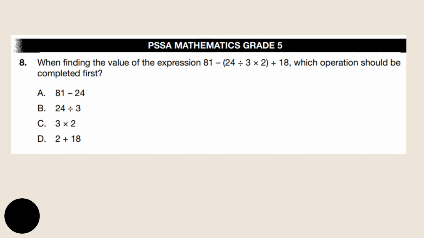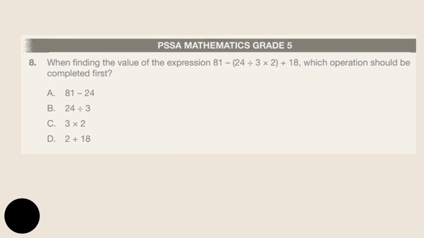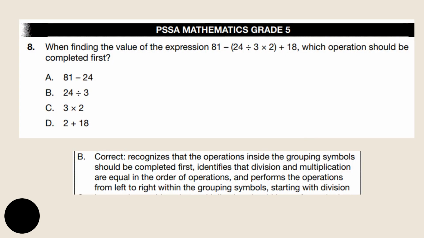When finding the value of the expression 18 minus 24 divided by 3 times 2 plus 18, which operation should be completed first? So which operation? First, you need to recognize that the operations inside the grouping symbols should be completed first, and identify that division and multiplication are equal in order of operations, and perform the operation from left to right within the grouping symbols, starting with division. So here the correct answer is B, 24 divided by 3.